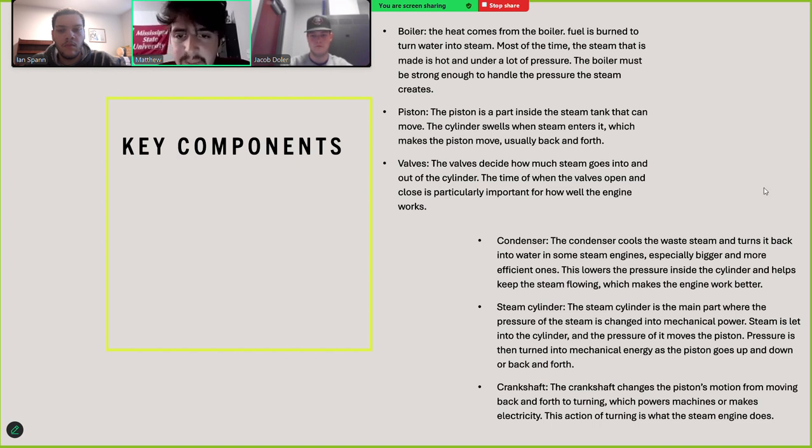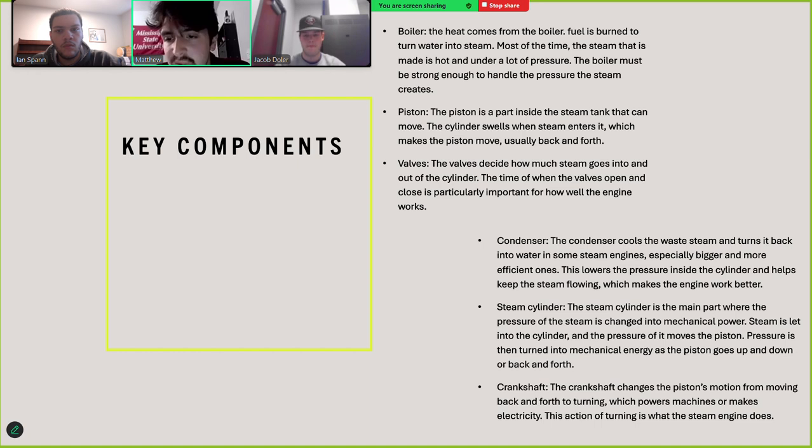The piston is a part inside the steam cylinder that can move. The cylinder swells when steam enters it, which makes the piston move, usually back and forth. The valves decide how much steam goes into and out of the cylinder. The timing of when the valves open and close is particularly important for how well the steam engine works.